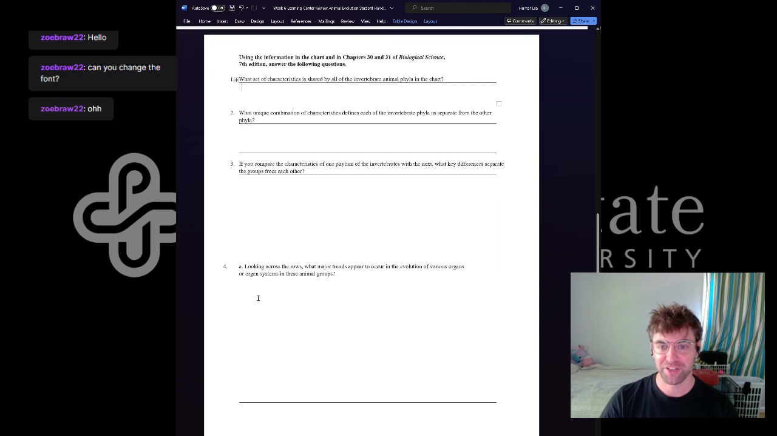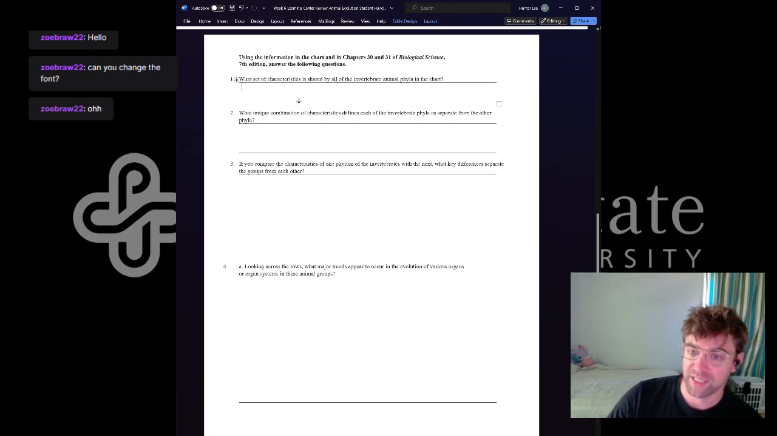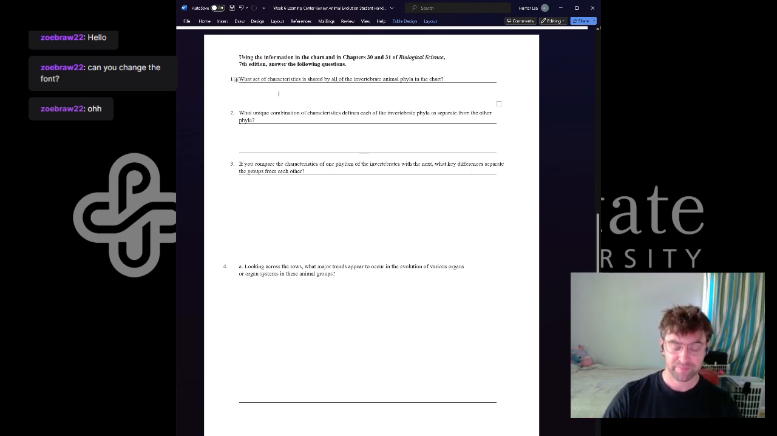All right, so using the information in the chart and in chapters 30 and 31 of your textbook, answer the following questions. What set of characteristics is shared by all of the invertebrate animal phyla in the chart? So what makes an animal an animal? All are multicellular and all are heterotrophs. Hetero, other, trophs is nutrients. So you are acquiring nutrients by consuming other organisms. Multicellular, of course, means they have many, many cells making up their bodies.